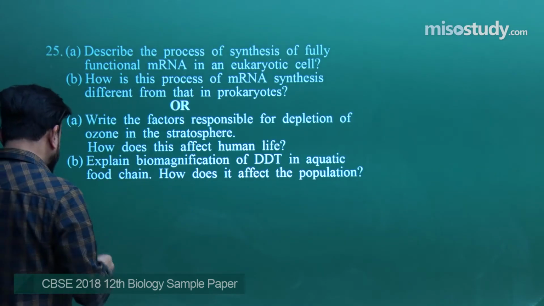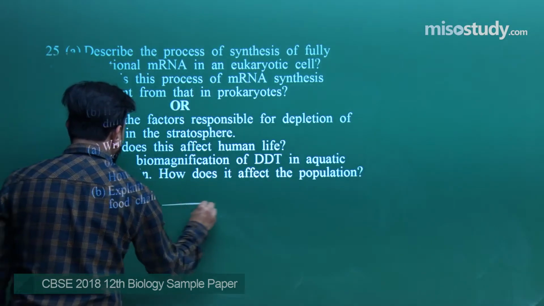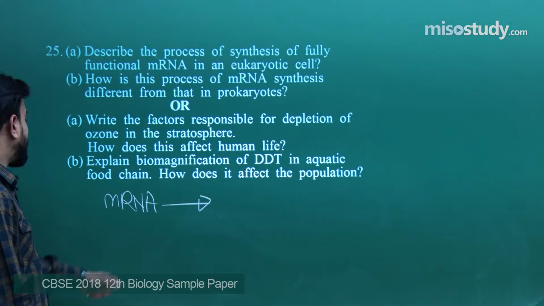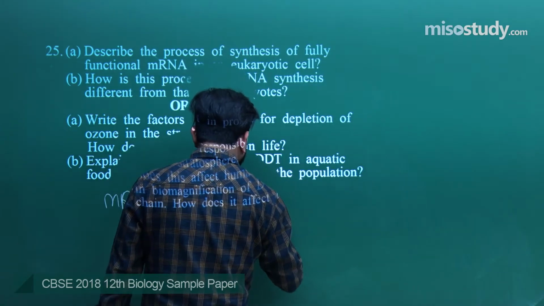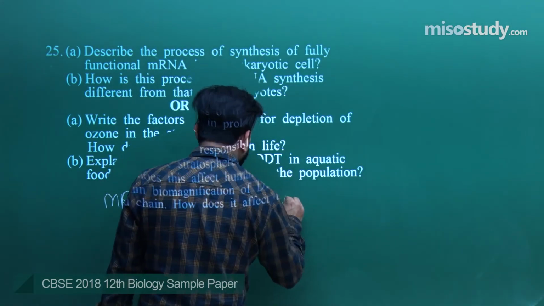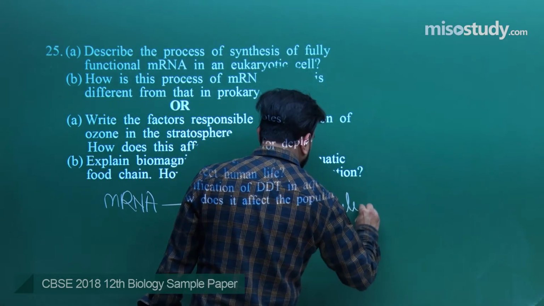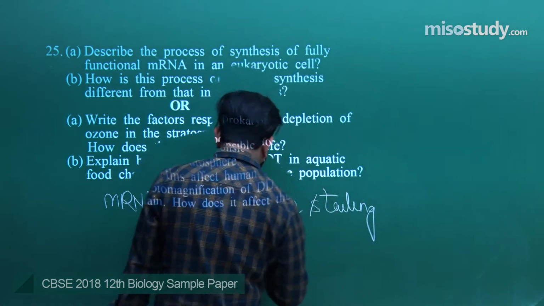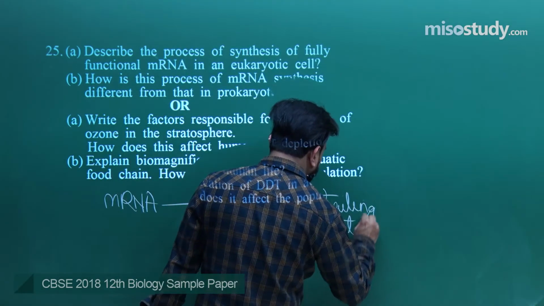What happens now? This mRNA will undergo what? It will undergo capping and tailing. Capping will take place at the 5' end and tailing at the 3' end.